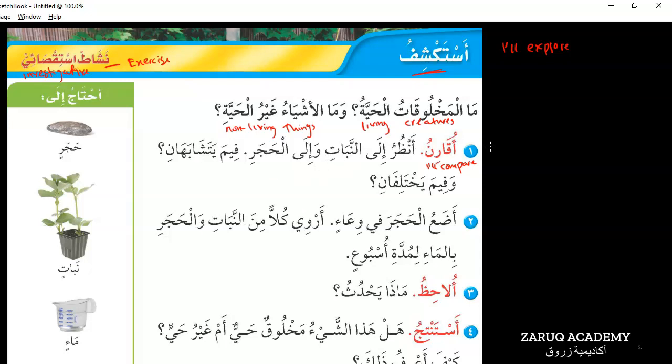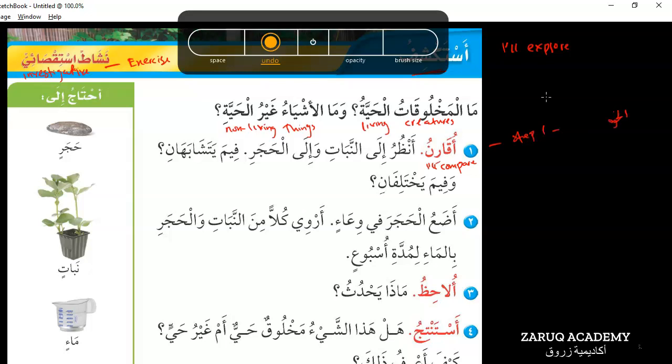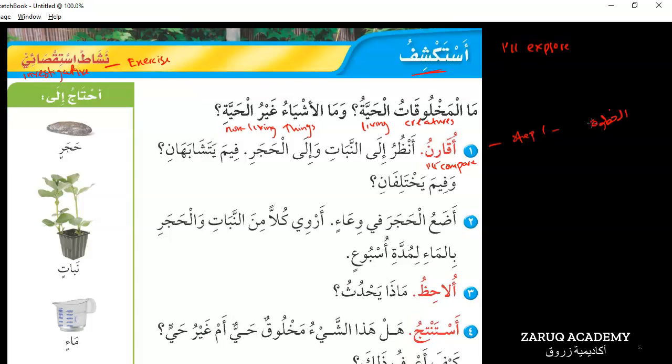This is the first step, right? Khutwa ula. This is the first step or step 1, which means al-khutwatu al-ula. Anzur ila nabat. I will look at the plant, wa ila al-hajar, and the stone. فيما يتشابه, in what way are they similar, وفيما يختلفان, and in what way are they different. أنظر إلى النبات وإلى الحجر. I will look at plants and stone.